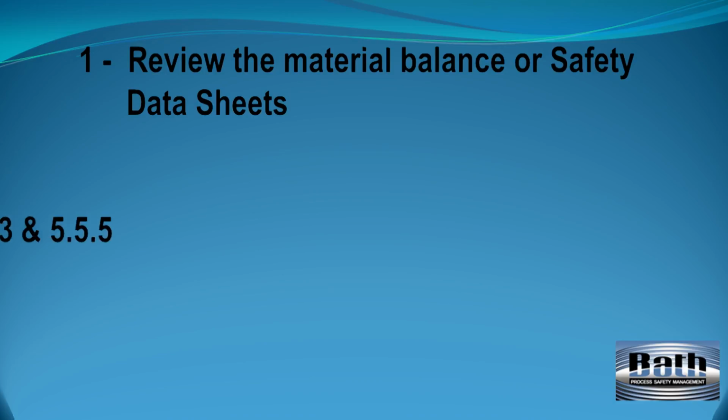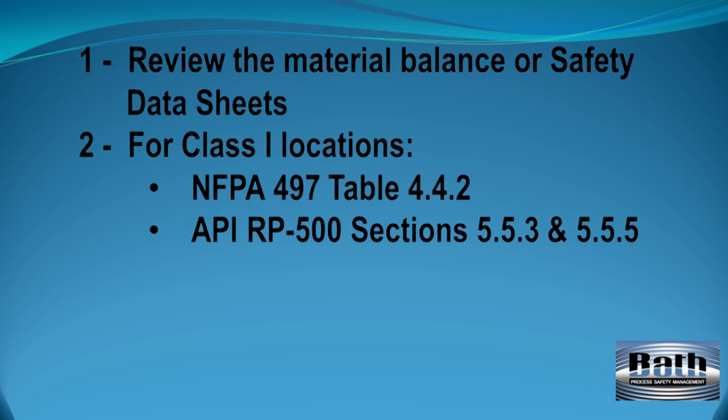2. For Class 1 locations, first go to NFPA 497, 2012 edition, titled Recommended Practices for the Classification of Flammable Liquids, Gases, or Vapors and Hazardous Classified Locations for Electrical Installation and Chemical Process Areas. Table 4.4.2 gives the material group in the column titled Class 1 Division Group for Selected Chemicals.